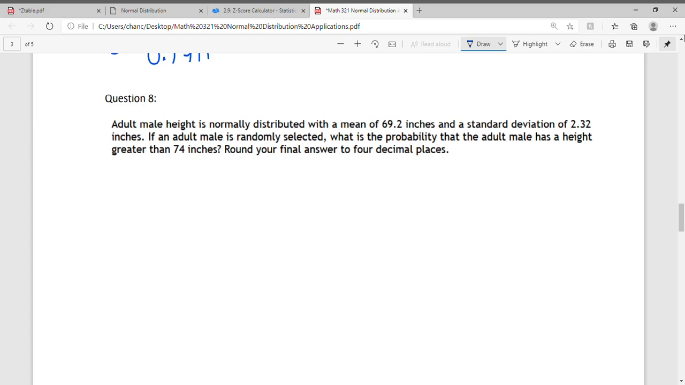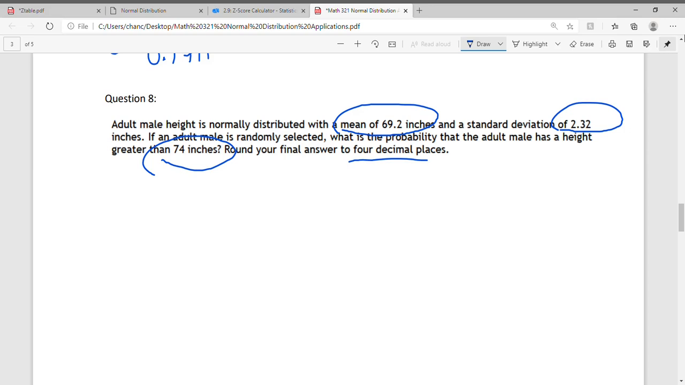Question 8. Adult male height is normally distributed with a mean of 69.2 inches and a standard deviation of 2.32 inches. If an adult male is randomly selected, what is the probability that the adult male has a height greater than 74 inches? Round your final answer to 4 decimal places.